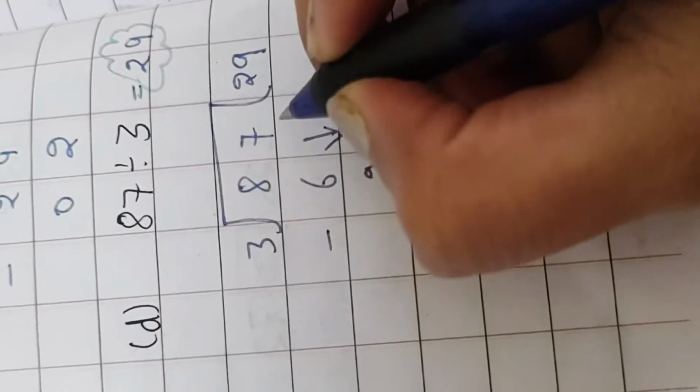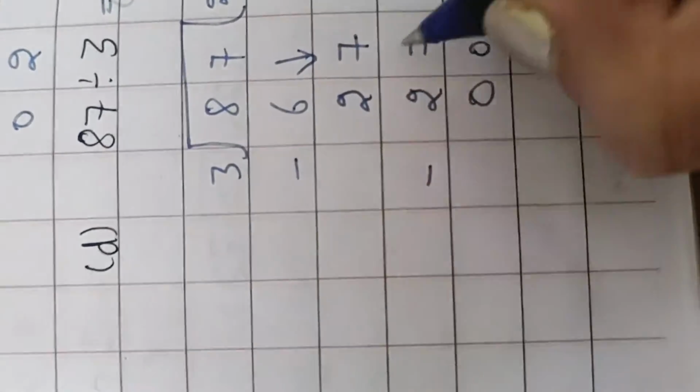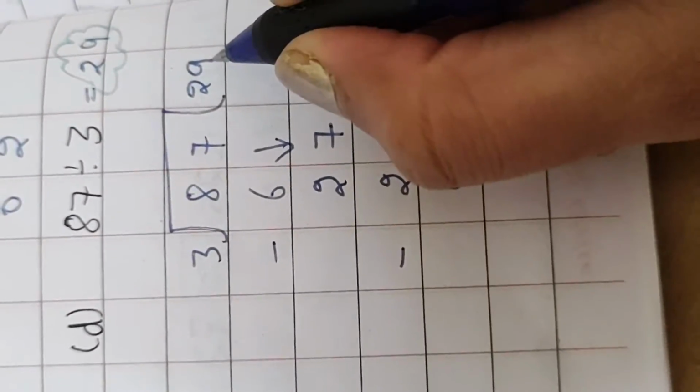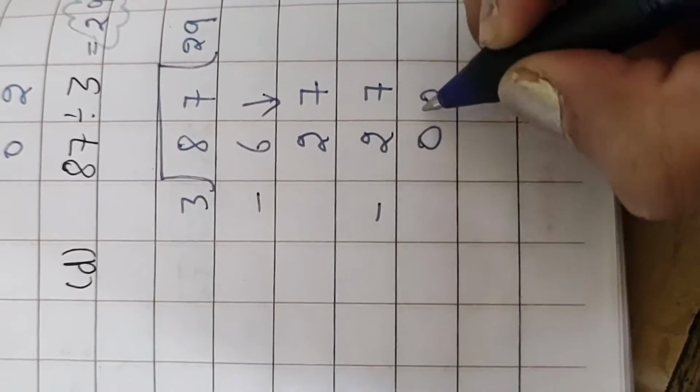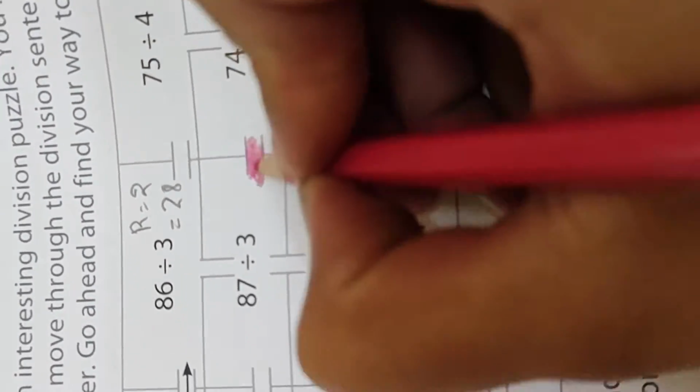Here the remainder is 3, but in 87, 8 doesn't come in the table of 3, so we will write 6. Now 8 minus 6 is 2, 7 we will bring down. 27 minus 27 is 0. 6 comes in the table of 3 at 2 and 27 comes in the table of 3 at 9. As you can see, this remainder is 0. So how will you move here? 87 divided by 3 got remainder 0, so we will move it like this way.